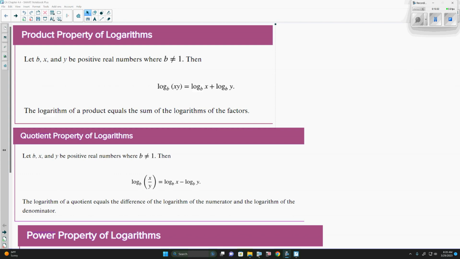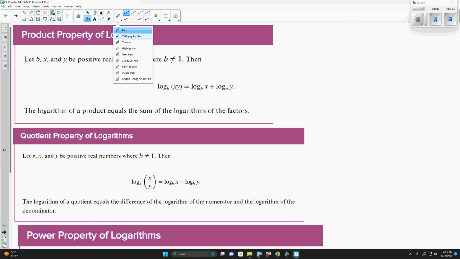All right. So what we're looking at is properties of logarithms. Now, there's 3 main properties with logarithms. The first is the product property. If we have 2 things multiplied together inside of the logarithm, then we can rewrite it as those 2 things being added together.